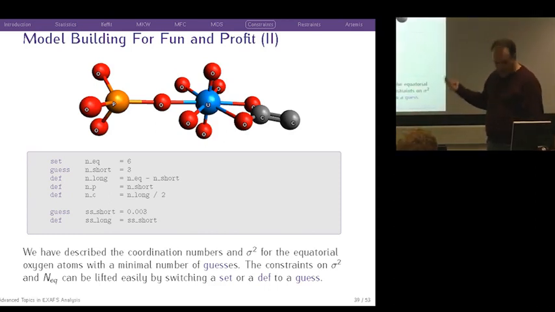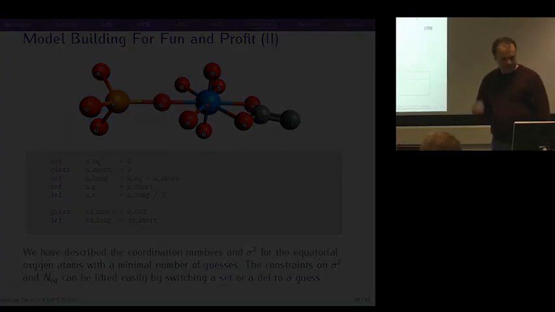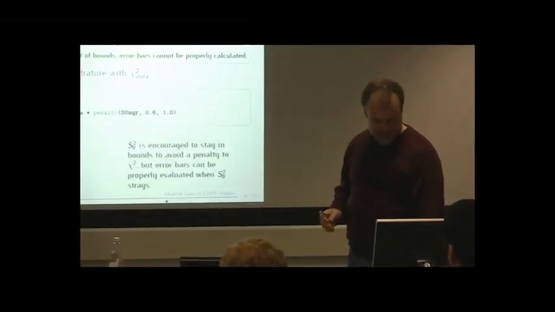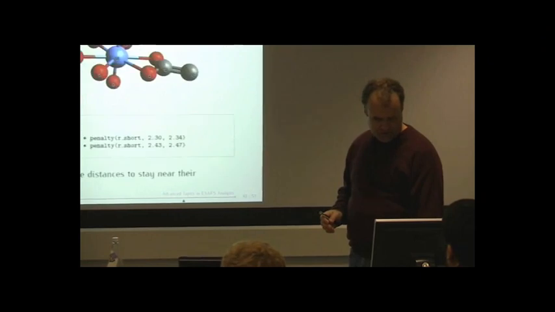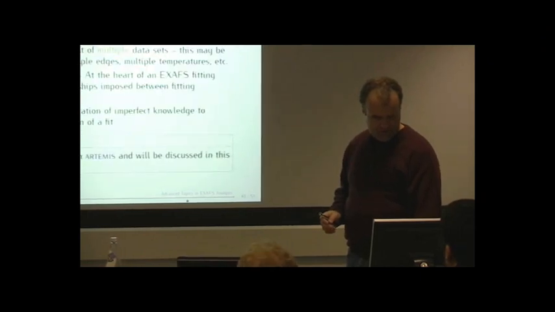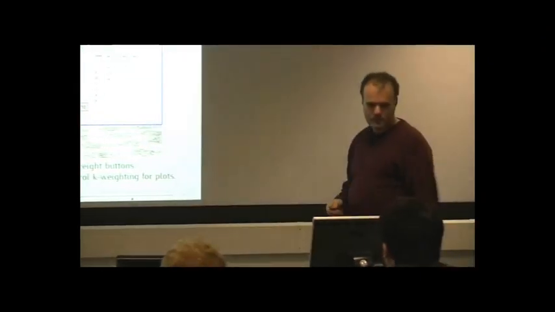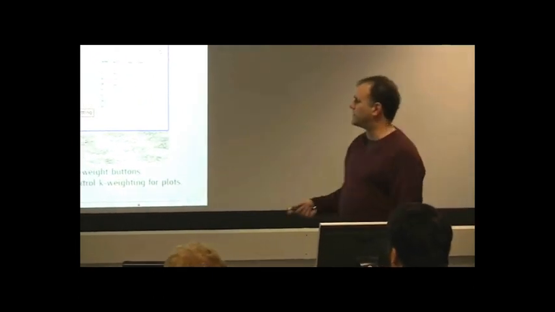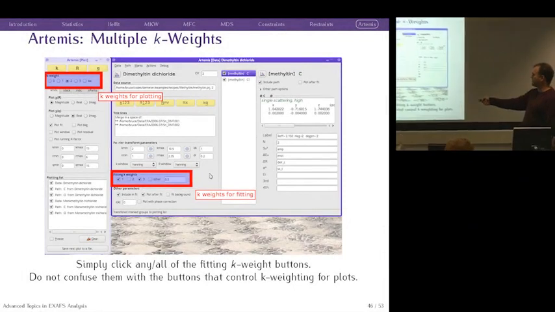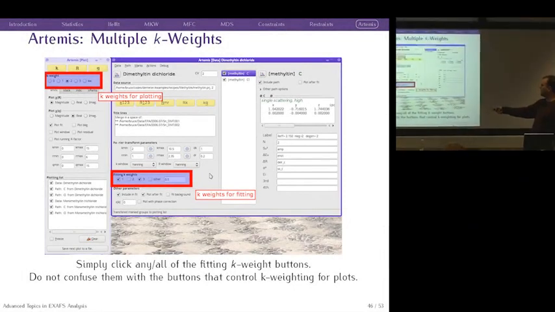I'm going to skip over this last part of the problem and just point out a few things. The multiple k-weight fitting happens down here, and you'll see by default that all 3 of these buttons typically come up ticked when you start up Artemis. They're not to be confused with the k-weight buttons from up here that just tell you what k-weight will be used for plotting the data, for visualizing the data.